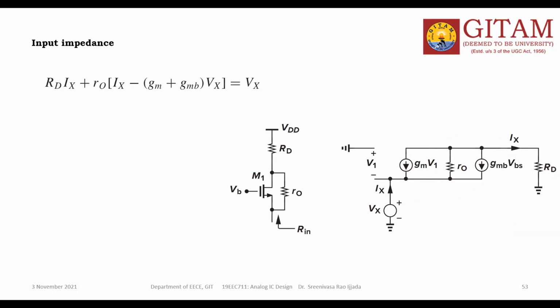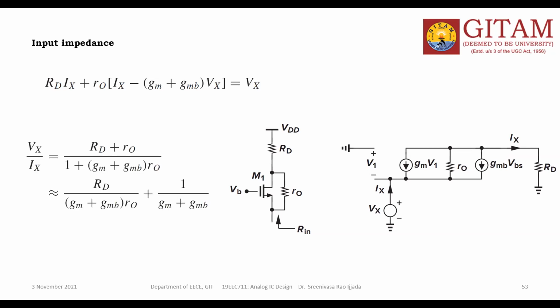If your transistor configuration is like this, and this is the source, I am looking like this for the input impedance. So then you have Ix and Vx, separate them and take the ratio of Vx to Ix. Then that is called the input impedance. We got this one: RD plus R naught by 1 plus GM plus GMB into R naught.